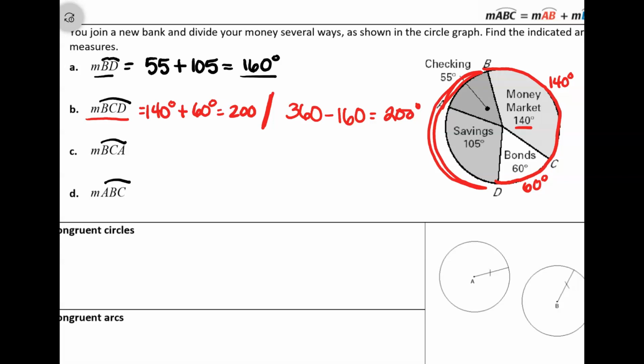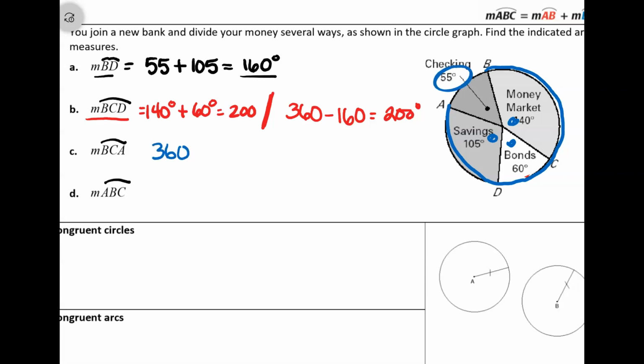Now part C, again, I'm going to clean up the picture so we can start new. On this next one, it is asking us to do BCA. So BC all the way back around to A. So I think for this one, instead of adding up these 3 arcs, it's just easiest to subtract 55 degrees from 360. So we're just going to go 360 degrees minus 55 degrees and get 305 degrees. Again, it is a major arc.